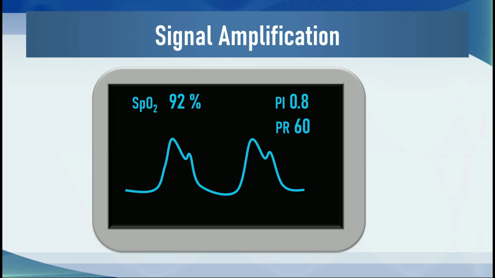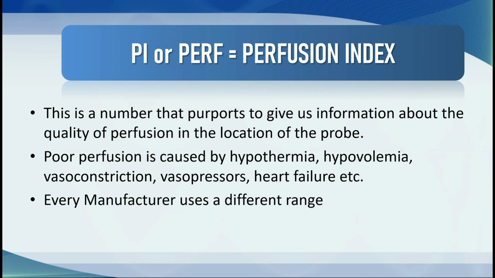But I want to draw your attention to this number that may be visible on your monitor screen that you have likely been ignoring. This is the Perfusion Index that is labeled PI or PERF. It is a number that purports to give us information about the quality of perfusion in the location of the probe. Poor perfusion is caused by hypothermia, hypovolemia, vasoconstriction, vasopressors, heart failure, etc. And this number varies by manufacturer. Everyone uses a different range, which is kind of confusing.